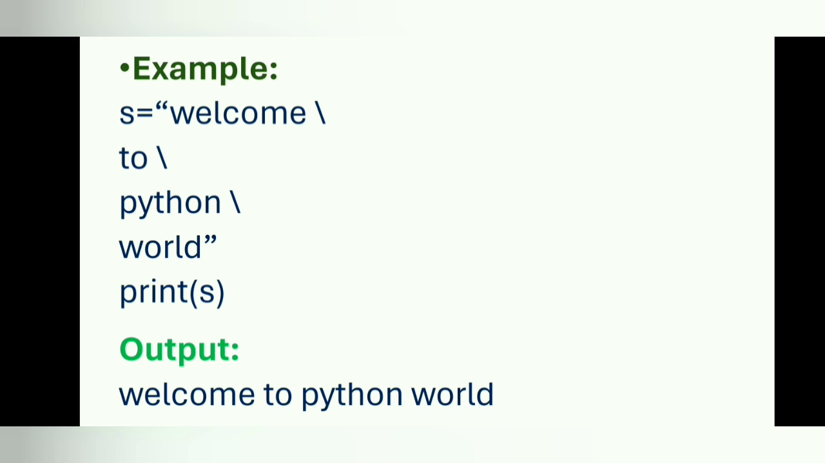This example shows how to divide a string into multiple lines by using backslashes. In this example, the string welcome to Python world is divided into 4 different lines by using backslashes and assigned to the variable s. The print statement in the example will print the string on a single line.